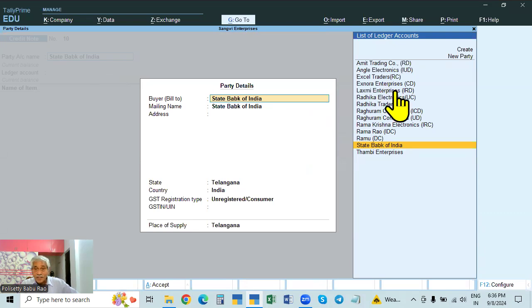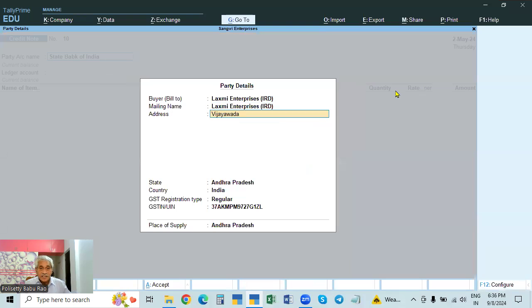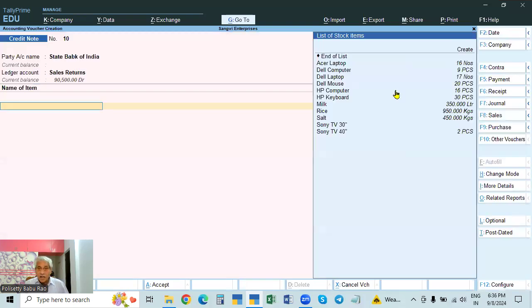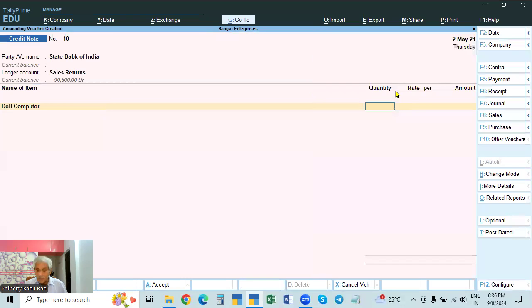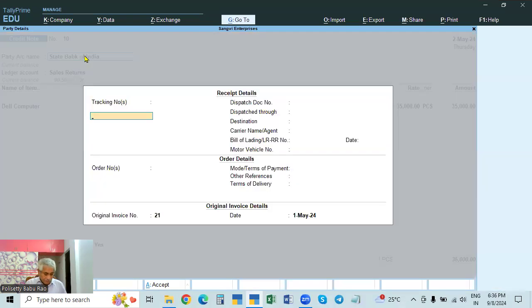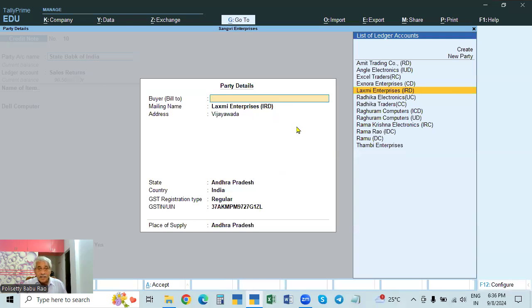Lakshmi Enterprises. Lakshmi only, na? Yes, Lakshmi Enterprises. So from Andhra Pradesh we receive, sales returns, and we say Dell computer, one item. So the amount for which we sold, here we have to take it. So here, the person is interstate.